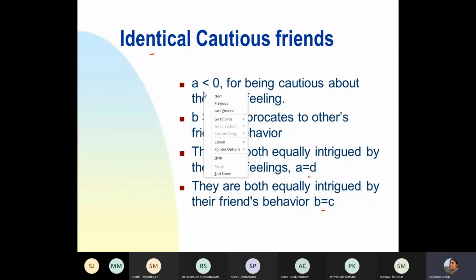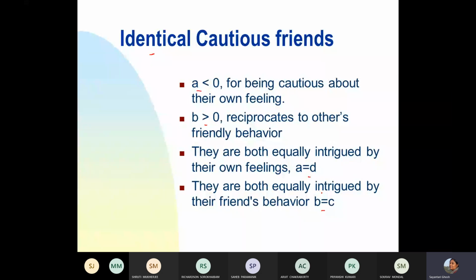Cautious means being cautious about their own feeling, which means A becomes negative, and similarly D is also going to be negative. That means if they move too much forward, if they take 10 steps forward, that drives them to take 10 steps backward again. They are too cautious, thinking maybe I am too involved, or I am contributing too much into this. Similarly, B is greater than 0, so they reciprocate the other friend's behavior. The friend's behavior is reflected positively, but own behavior is reflected negatively. A less than 0, B greater than 0.